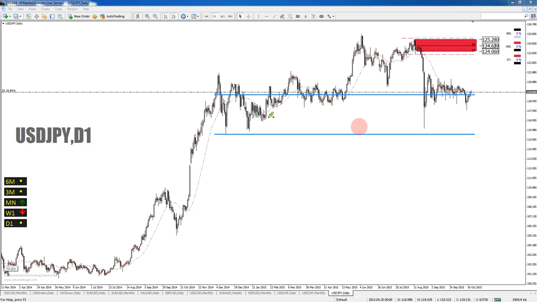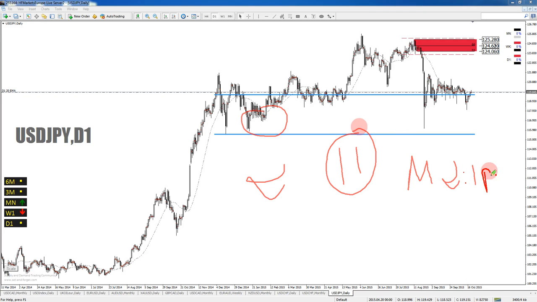Apart from that, there are no levels to lean on. So there are two reasons. One, the monthly didn't make a 2-to-1 risk reward. And two, there are no clear areas of demand. So two reasons not to go long and to wait. Make sense? Clear?